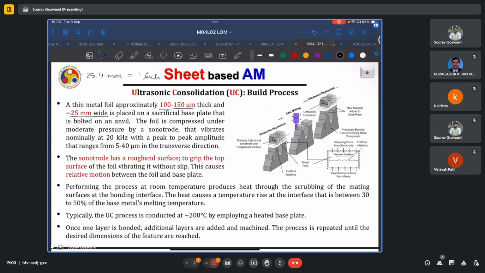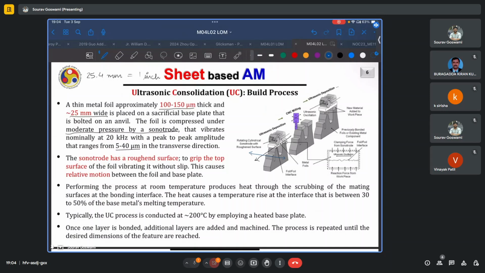The thickness, however, is 100 to 150 micron, which is very good and which allows very precise control of the geometry of the deposited material. This is placed on a sacrificial base plate that is bolted to an anvil because it should be able to take the ultrasonic forces. The foil is compressed under moderate pressure by a sonotrode that vibrates nominally at 20 kHz, and the amplitudes range typically in the order of 5 to 40 micrometers in the transverse direction, so perpendicular to the direction of travel of the sonotrode. The sonotrode will travel along this sheet, whereas the vibrations, as we can see, are occurring perpendicular to it.